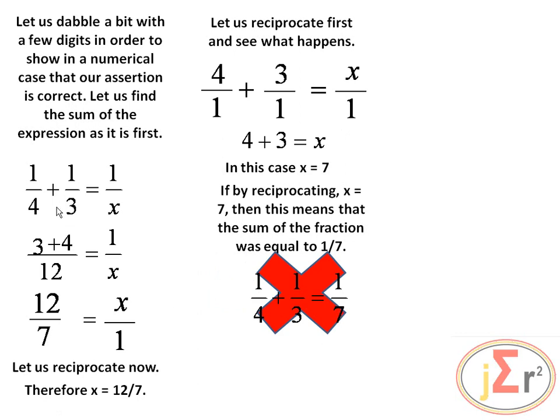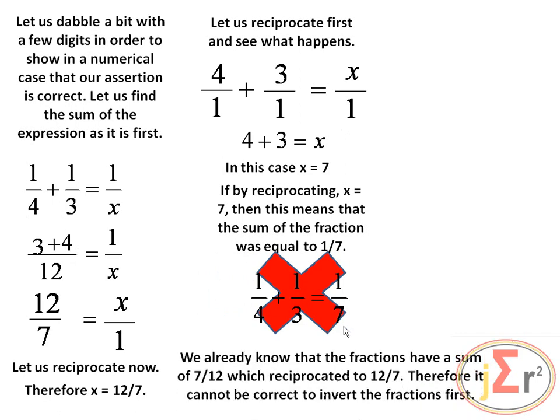Because we know from our work right here that 1 over 4 plus 1 over 3 is not 1 over 7. So we are sure that this is incorrect. We already know that the fractions have a sum of 7 over 12, which reciprocated to give 12 over 7. Therefore, it cannot be correct to invert the fractions first. Therefore, this that we have done, inverting the fractions first, that is incorrect.